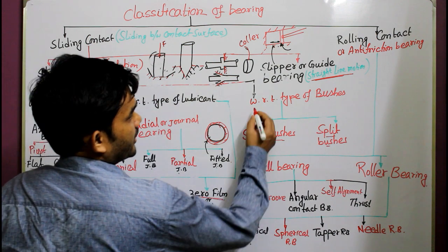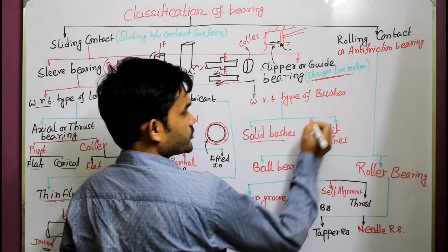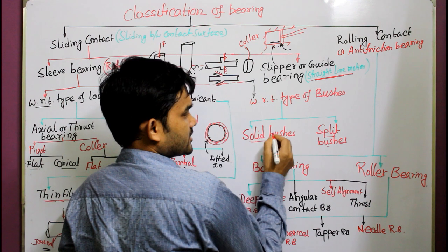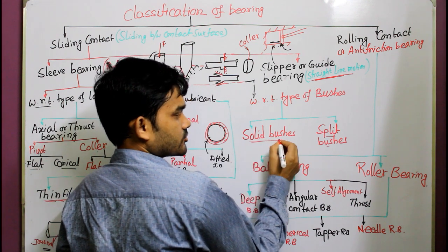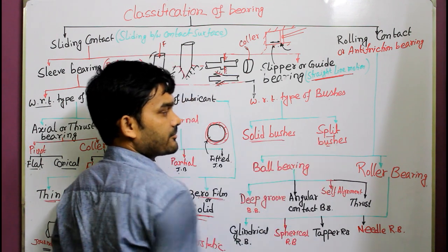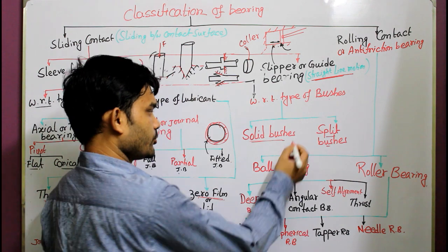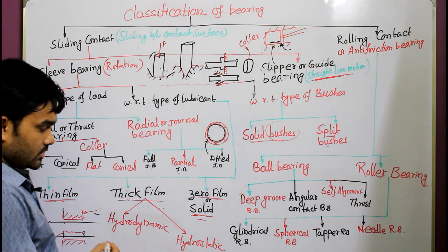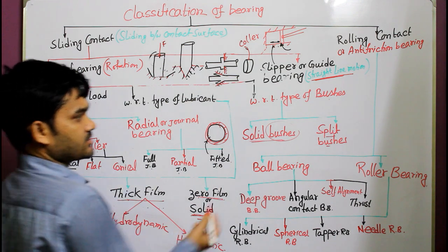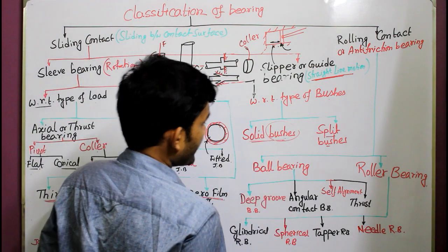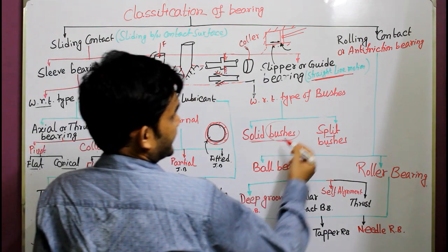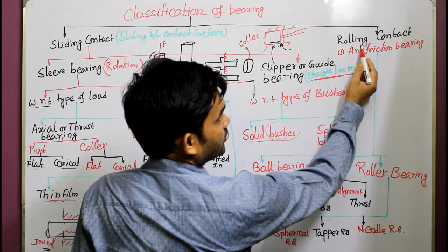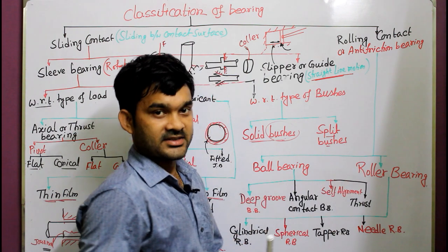Next we have classification with respect to the type of bushes. These are of two types: one is solid bushes, and the other is split bushes. This bush is a kind of journal bearing. Similar to a journal bearing, we have bushings.